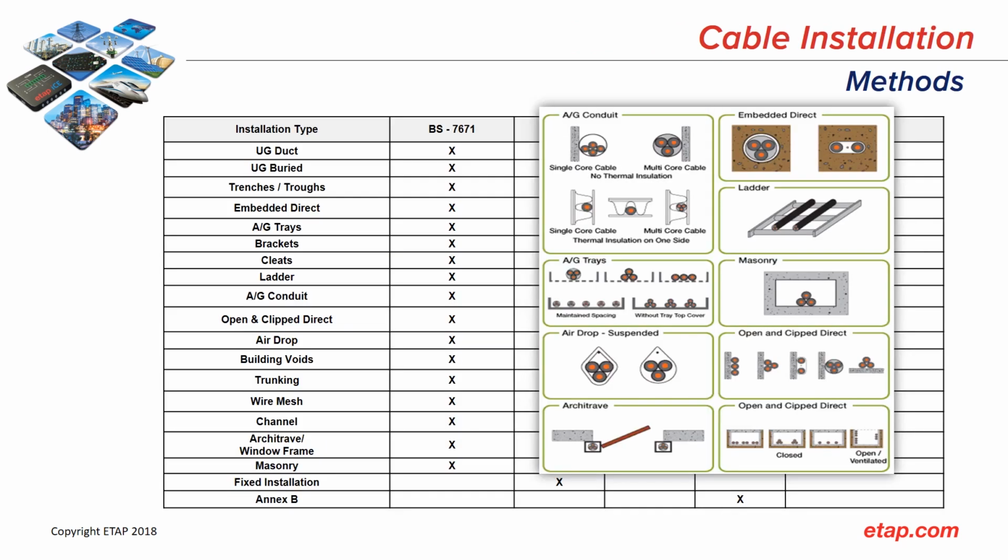Cable installations. As can be seen from the table, British Standard 7671, IEC 60364, IEC 60502, and NFC 15100 support a wide range of above-ground as well as underground cable installations. As previously mentioned, IEC 60092 supports only installations on ships. The current release of ETAP, which is ETAP 18.1.1, supports all of the installations supported by the standards mentioned in this list.